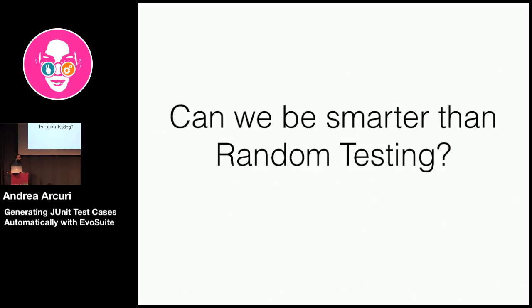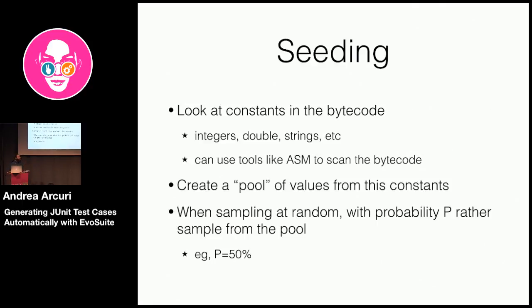So can we be smarter than random testing? Yes, there are some things that we can try. One of the easiest things that you can think of is kind of seeding. I mean, when you test a class, you will need to load it with a class loader. And while you load it, you can actually look at the bytecode. You can actually look at the constants that are there. So if a class is using constants like 0, 5, and 10, you maybe exploit that information.